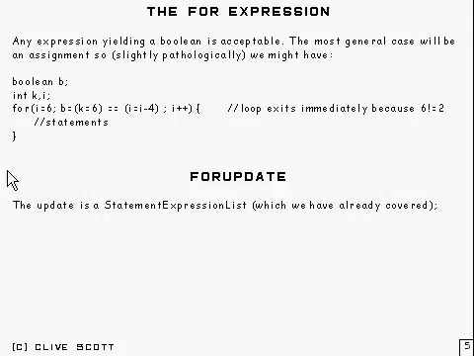Right, now for the rest of the for stuff. First of all, the for update is the bit that goes in the end here. That's just another statement expression list which we've just covered, so that's that done basically. Then the bit in the middle here, this bit, the for expression.